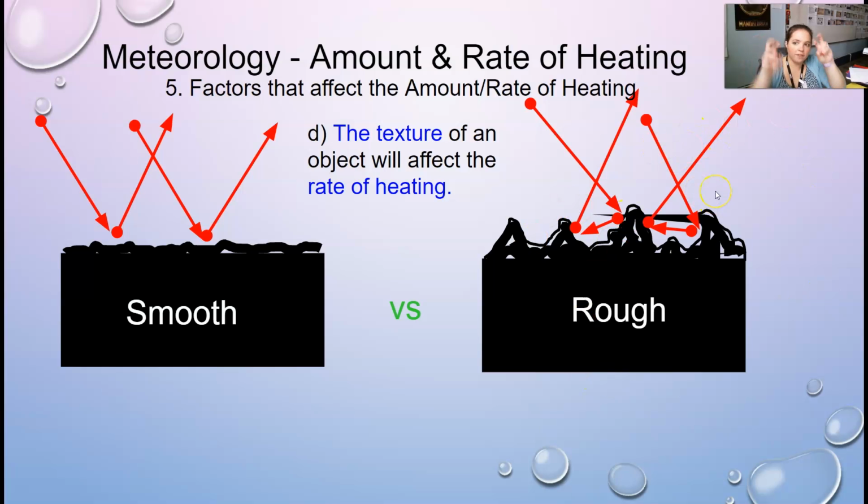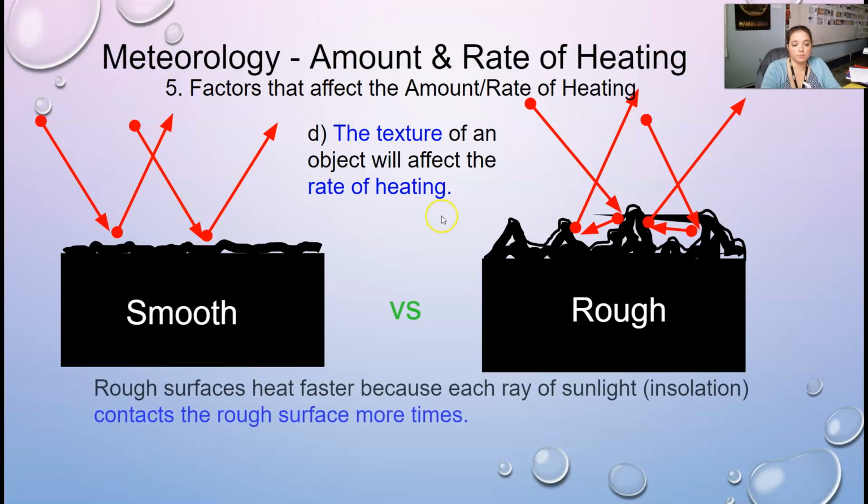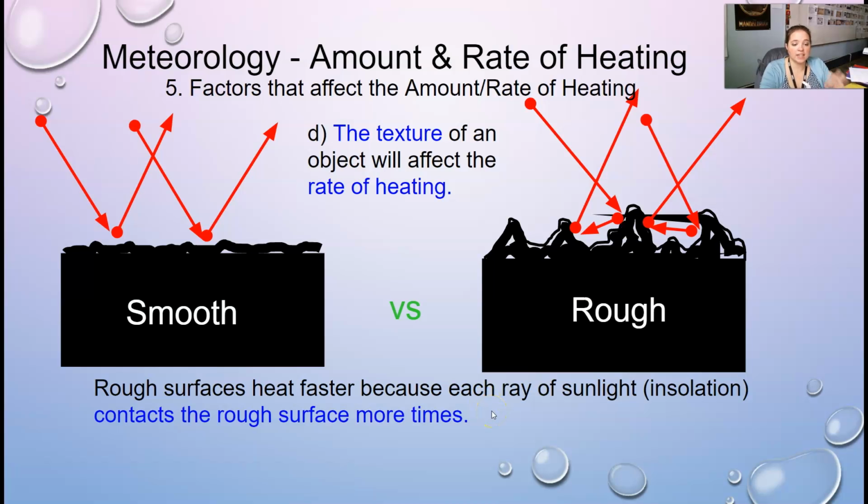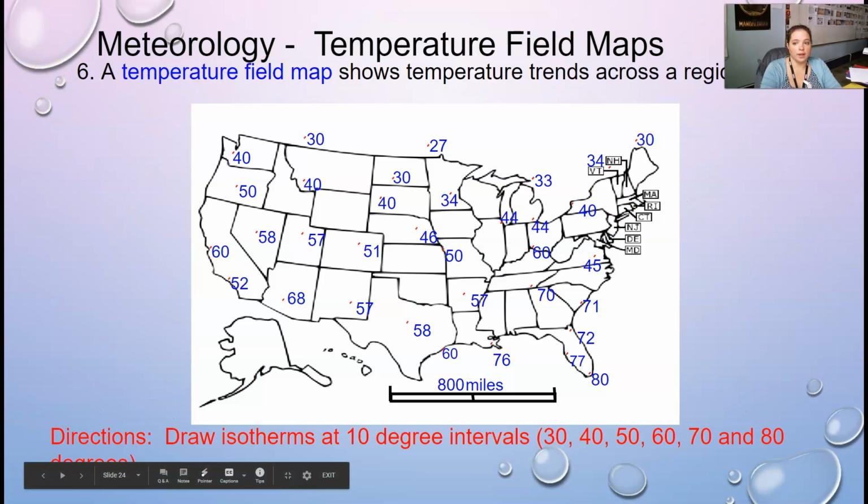The rough land is going to heat faster because look at this. The sun hits and it starts bouncing off all that stuff. All that energy hits and starts bouncing off, and it's kind of insulated, kept warm longer. Whereas with the smooth surface, the sun hits and then it just bounces right off. Rough surfaces heat faster because each ray of sunlight, or insolation, contacts the rough surface more times. So it's bouncing off.